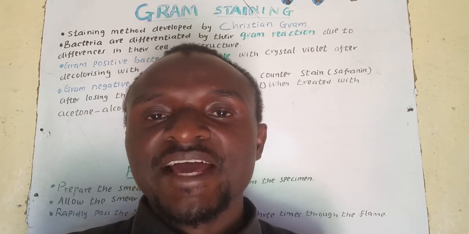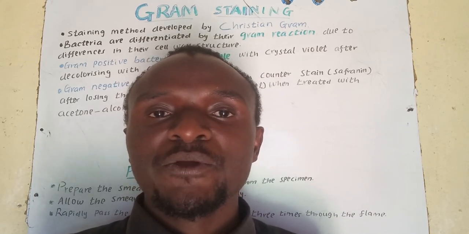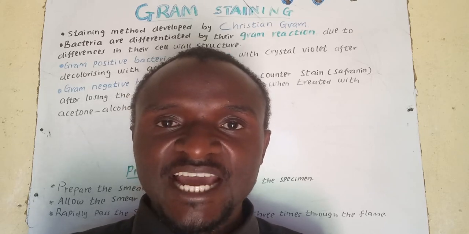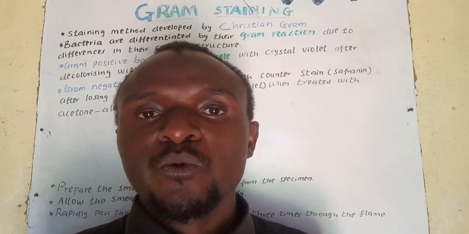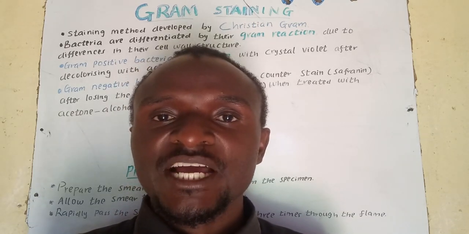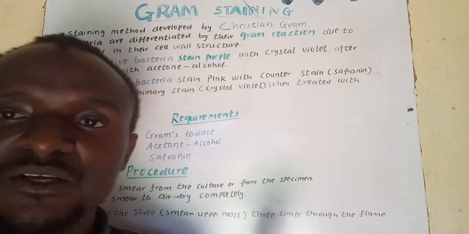Gram-negative bacteria, on the other hand, stain pink with the counterstain, that is safranin, after losing the primary stain, that is crystal violet, when treated with acetone alcohol compound.